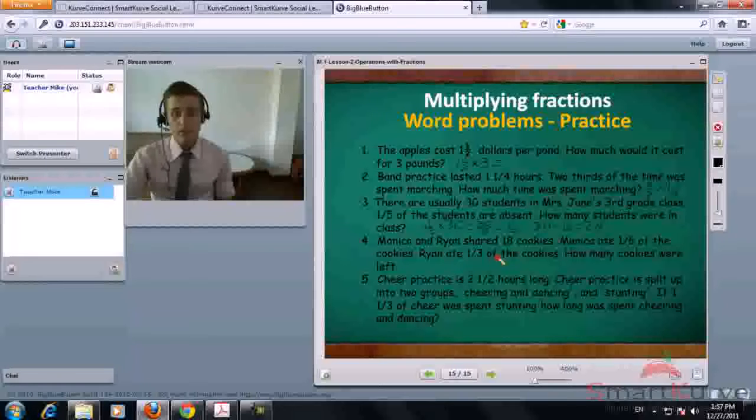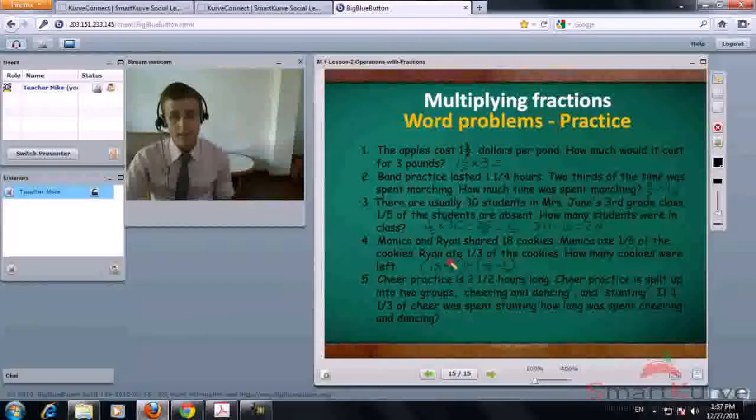Monica and Ryan shared 18 cookies. Monica ate 1/6 of the cookies. Ryan ate 1/3 of the cookies. How many cookies were left? Well, we looked at this kind of problem earlier. We have 18 total. 18 times 1/3, the number that Ryan ate, plus 18 times 1/6, the number that Monica ate, is going to give us the number of cookies eaten.